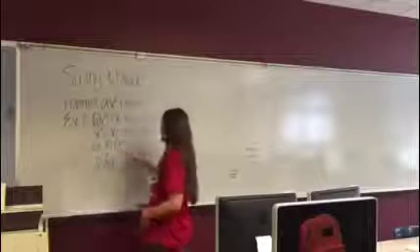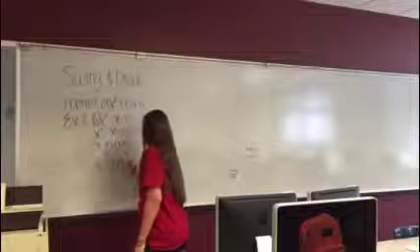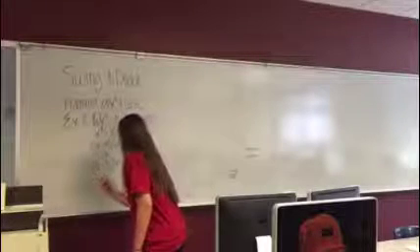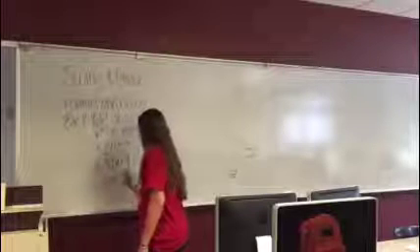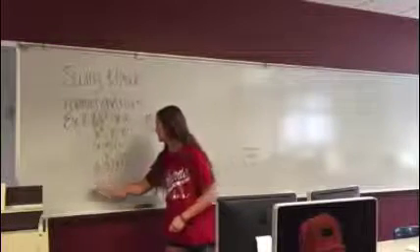9 divided by 6 doesn't go evenly, so it would be 3 over 2, and we would take the denominator and put it in front of x, so your answer would be 3x minus 5 and 2x plus 3, and this would be your answer.